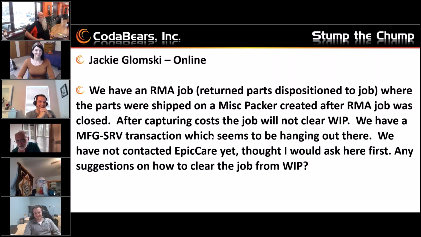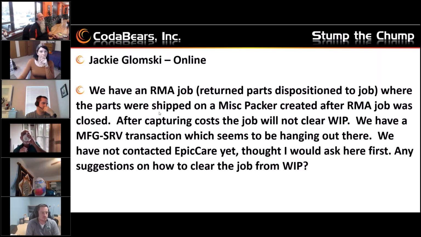Yeah. I'm wondering if the MFG SRV is a separate issue from the RMA job, that the one transaction is probably separate from the other. But like you said, you have to finish that shipping. It went out on the miscellaneous packer. It really needs to go through and be cleared. Then that should clear up the WIP. The MFG SRV is probably something else. Jackie, let me know if that doesn't help you out. I know you're typing here instead of speaking, but.